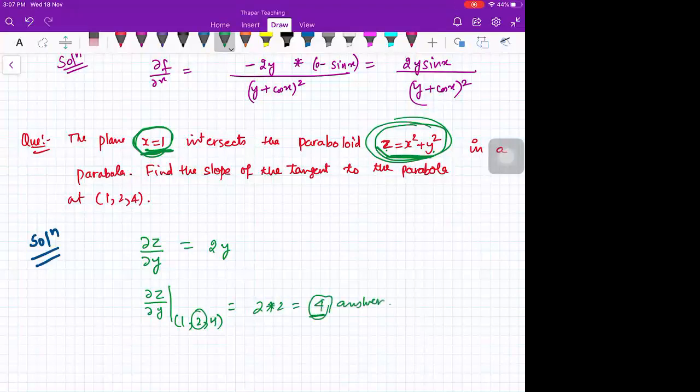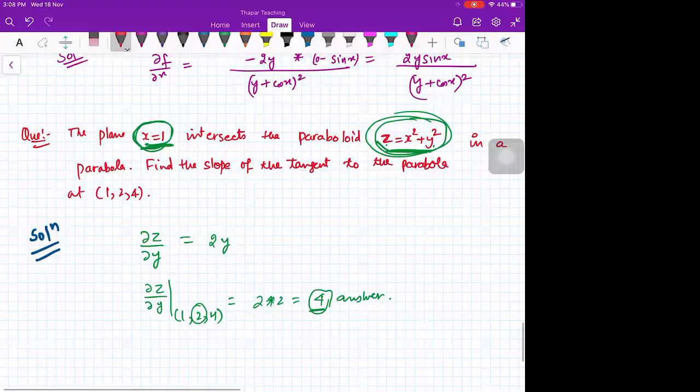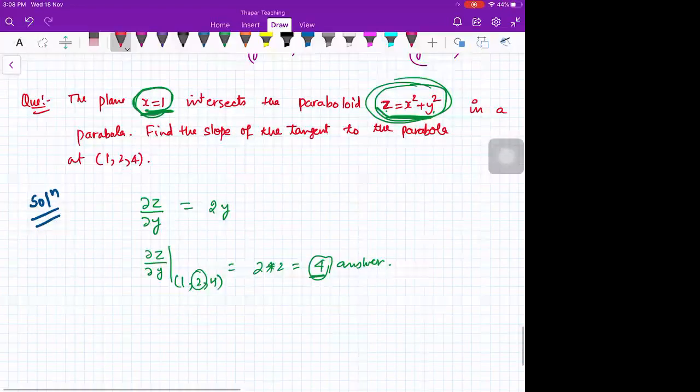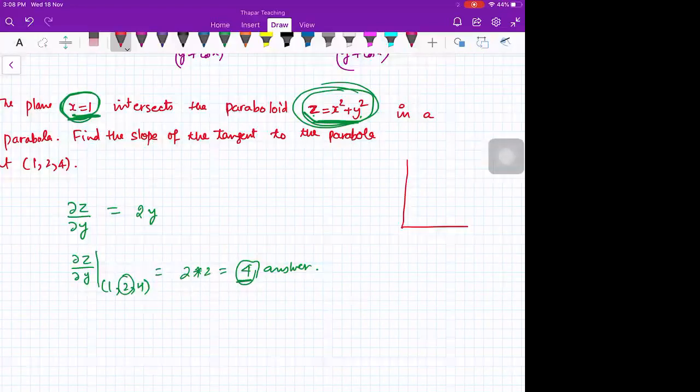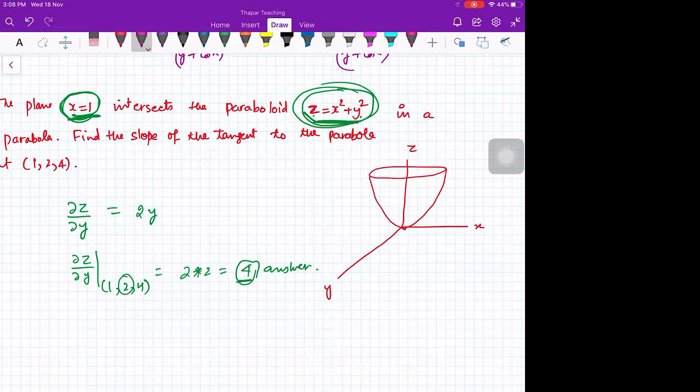Is that thing clear? Can you explain the slope part again? Yes, sure. You see, what is happening here is, you have this paraboloid. Let us try to draw. You have x, y, and z equal to x square plus y square, which means something like this. This is an infinite paraboloid. Now you have a plane x equal to 1, which will be something like this. This plane will cut this bowl and you will get a parabola.